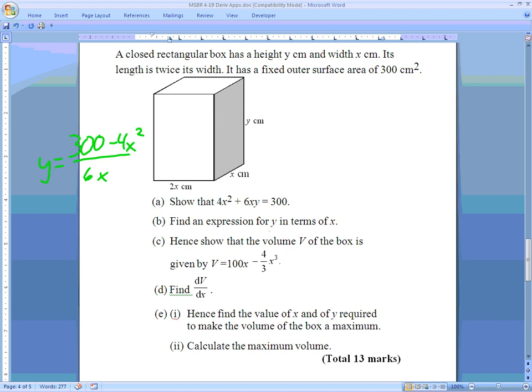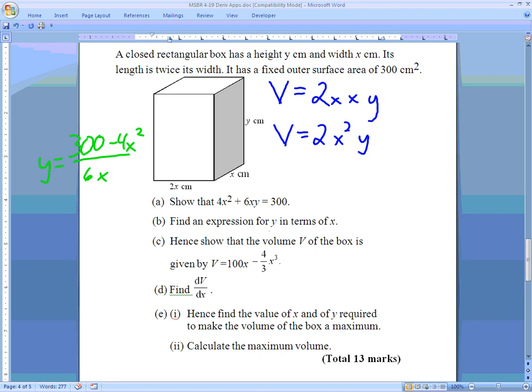It says, hence show that the volume of the box is given by V equals 100x minus 4/3 x cubed. So, volume. Well, we find volume is equal to length times width times height, or area of the base times the height is another way to do it. So our area of our base would be 2x times that other x, but then our height is y. So it's 2x times x times y, also known as 2x squared y. There's a lot of variables in there. We have V, we have x, and we have y.